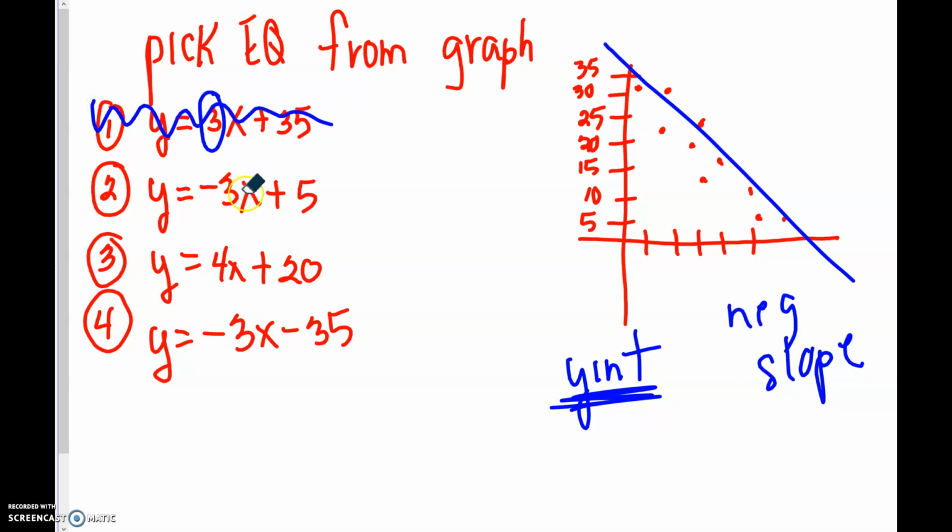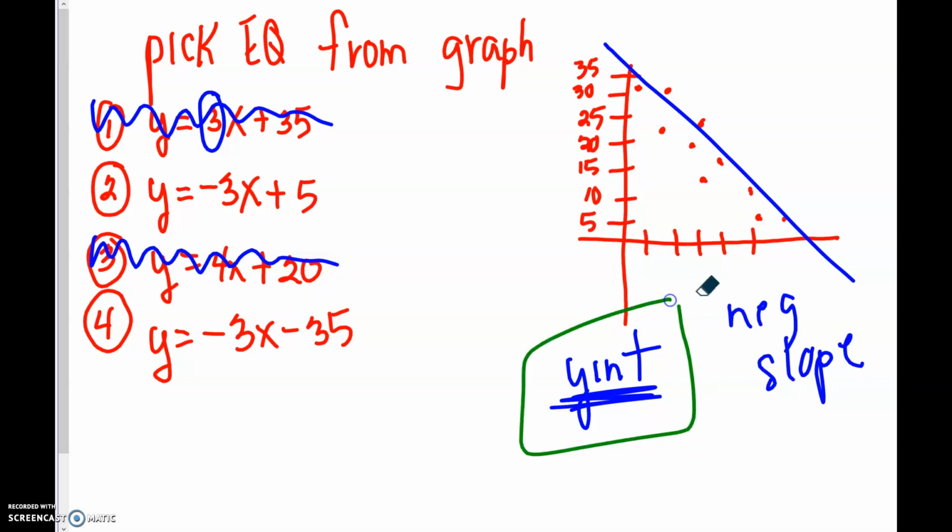Number 2, here we have a negative, so that is good. We want a negative slope. Number 3 is a positive slope. We do not want that. 4 is a negative slope, so those are both good. Now I'm going to go through and I'm going to focus on this y-intercept. If you look at this blue line, where is this roughly touching that y-axis at? Well, if you look over here, this number right here is a 5. This is your y-intercept. And that's at a 5, which would be down here.